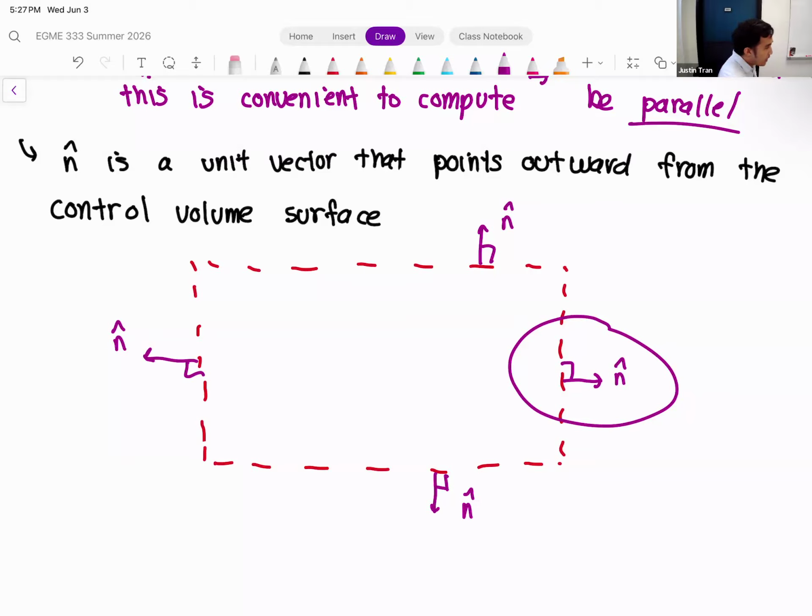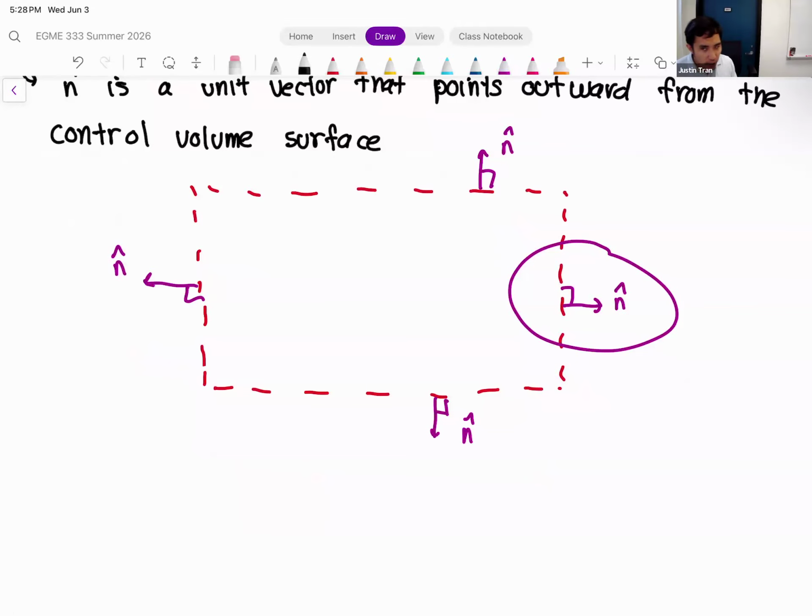All right, so you can see that, based on how you draw your control volume, you can control the direction of the normal vector, right? And you want to draw your control volumes in a way such that your normal vector and your velocity vector are parallel. Now there are two different cases. Let's assume now that you've drawn your control volume such that your velocity and your normal vector are parallel to each other.